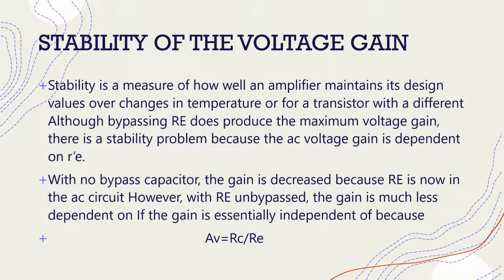Stability of voltage gain. Stability is a measure of how well an amplifier maintains its design value over changes in temperature or for a transistor with a different beta. Although bypassing RE does produce the maximum voltage gain, there is a stability problem because the AC voltage gain is dependent on re, since AV equal to RC by re. re depends on IE and on temperature. This causes the gain to be unstable over changes in temperature, because when re increases, the gain decreases and vice versa. AV equal to RC by re.